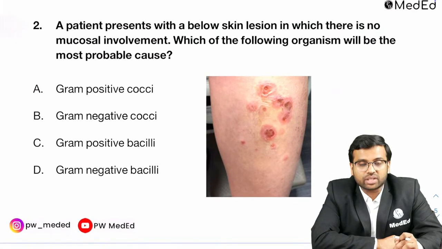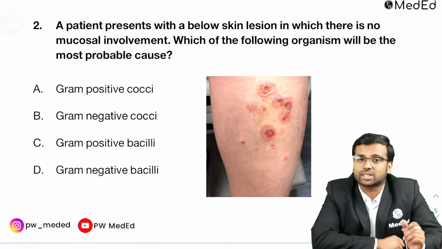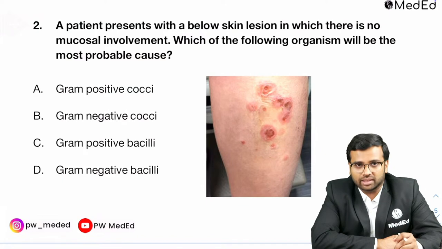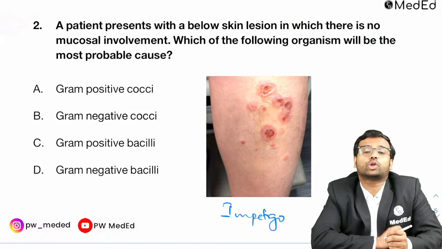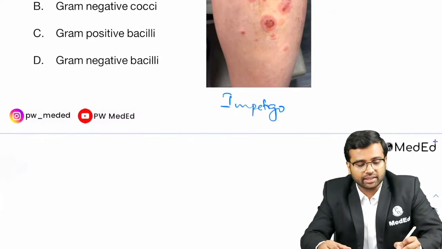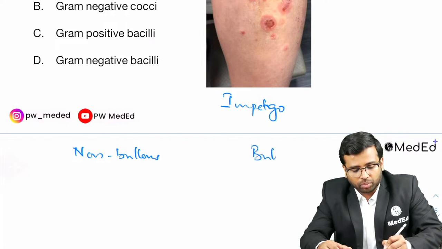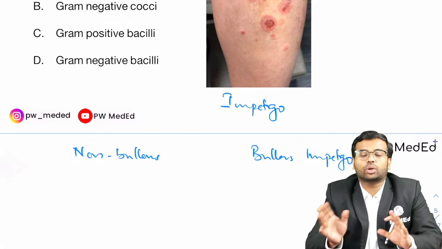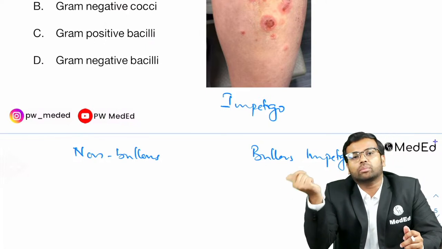So here the diagnosis can be impetigo, right? A superficial bacterial infection of the skin. When you see something like this, which can be a superficial bacterial infection called impetigo, we know that there are two types of impetigo. What are the two types of impetigo? We have either a non-bullous impetigo or a bullous impetigo. So these are the two types of impetigo that are present.